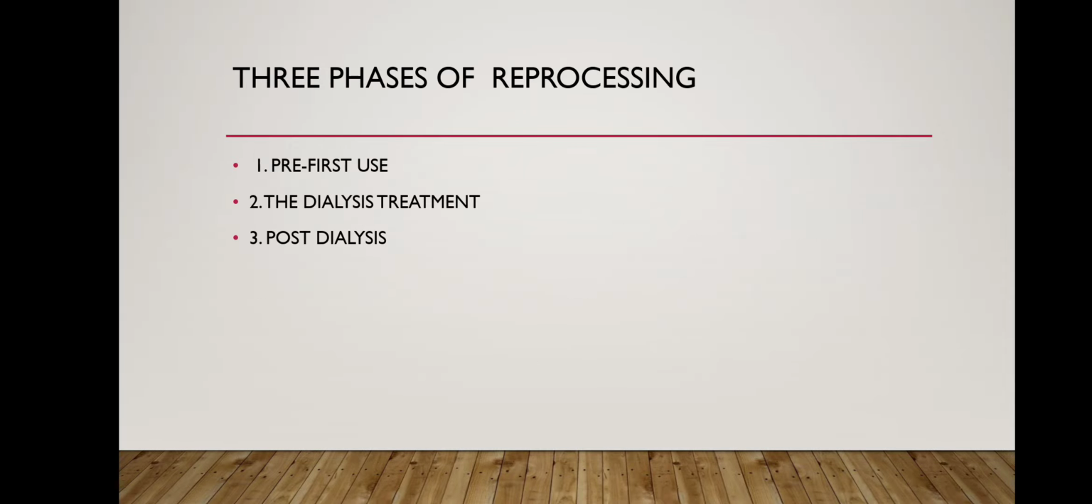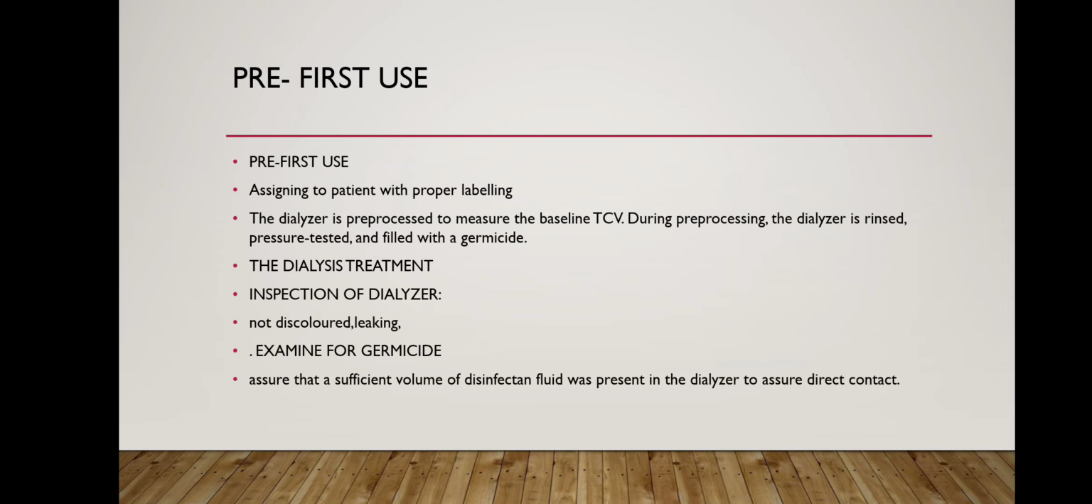Next, there are three phases of reprocessing. First one, pre-first use. Then the dialysis treatment. Third one, post dialysis. First we are discussing pre-first use. The pre-first use is to assign the patients with proper labeling.